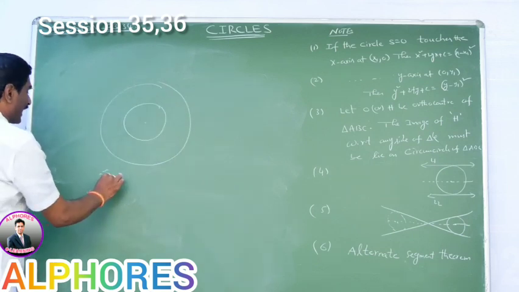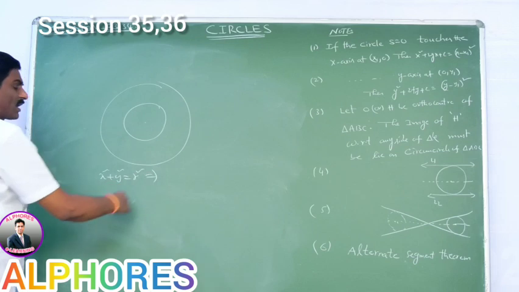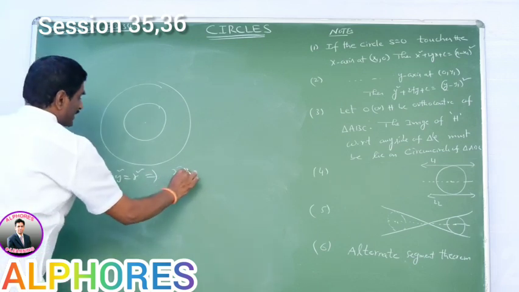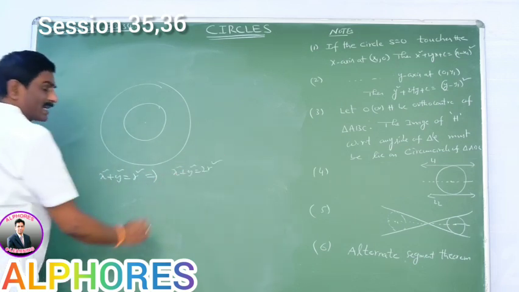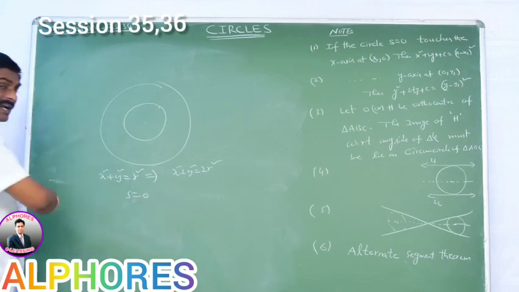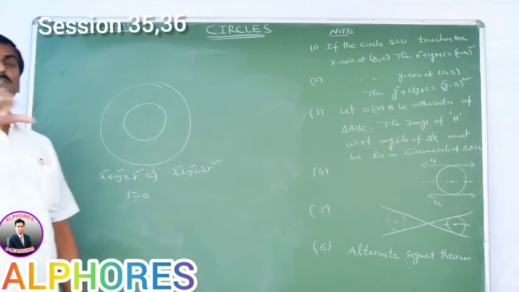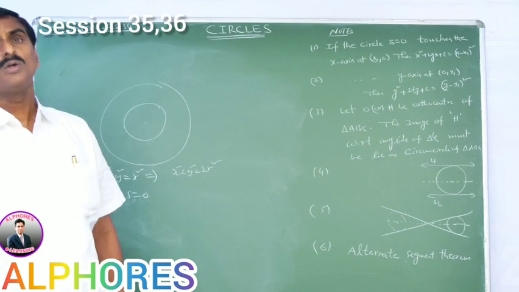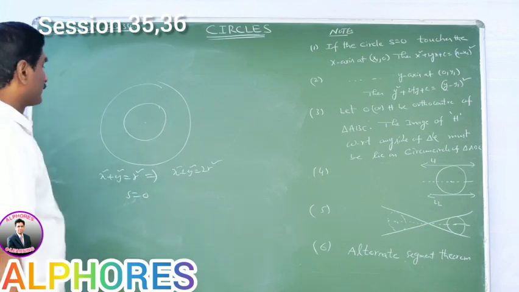What is the equation of the director circle to the circle x square plus y square is equal to r square? The equation of the director circle is x square plus y square is equal to 2r square. For the circle S is equal to 0, what is the equation of the director circle? x plus g whole square plus y plus f whole square is equal to 2r square. Okay. Next.